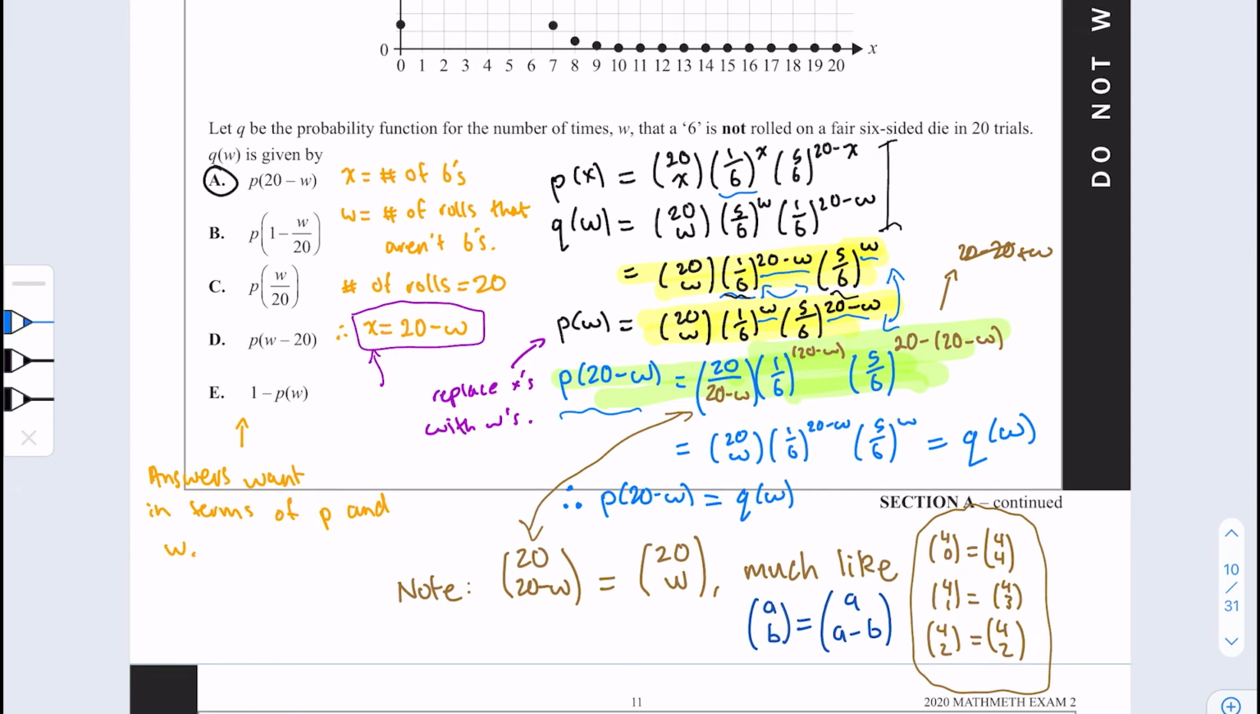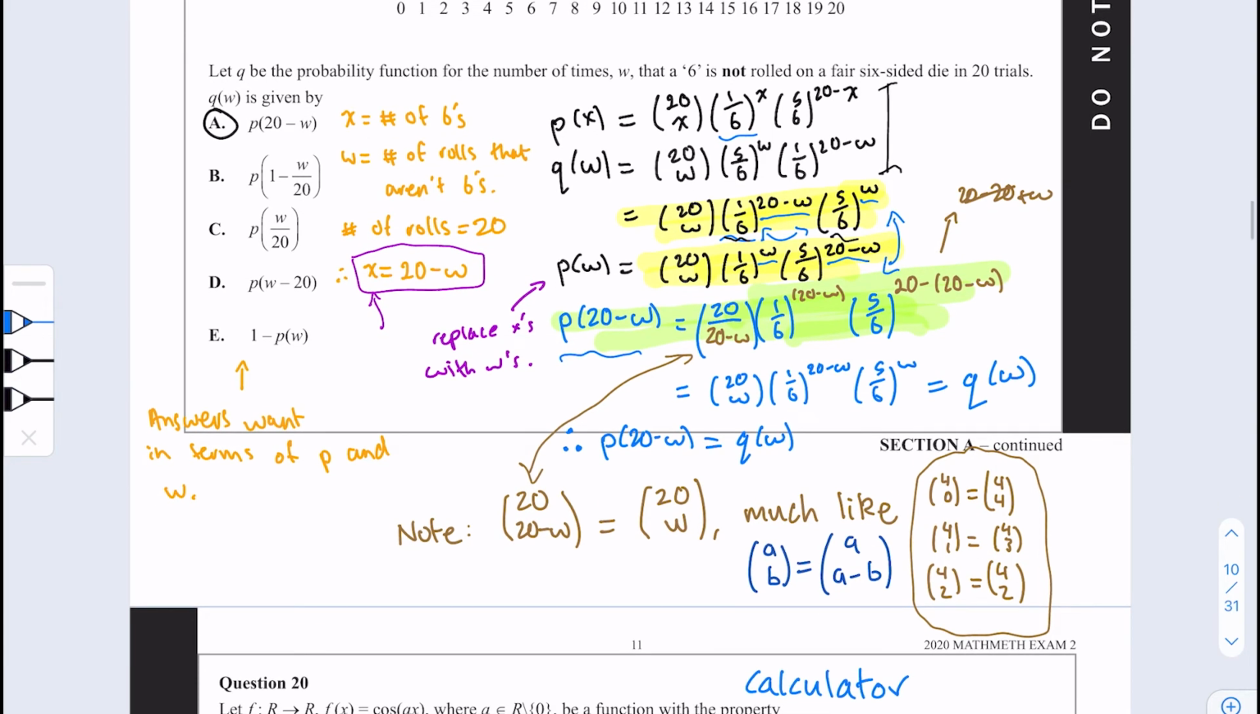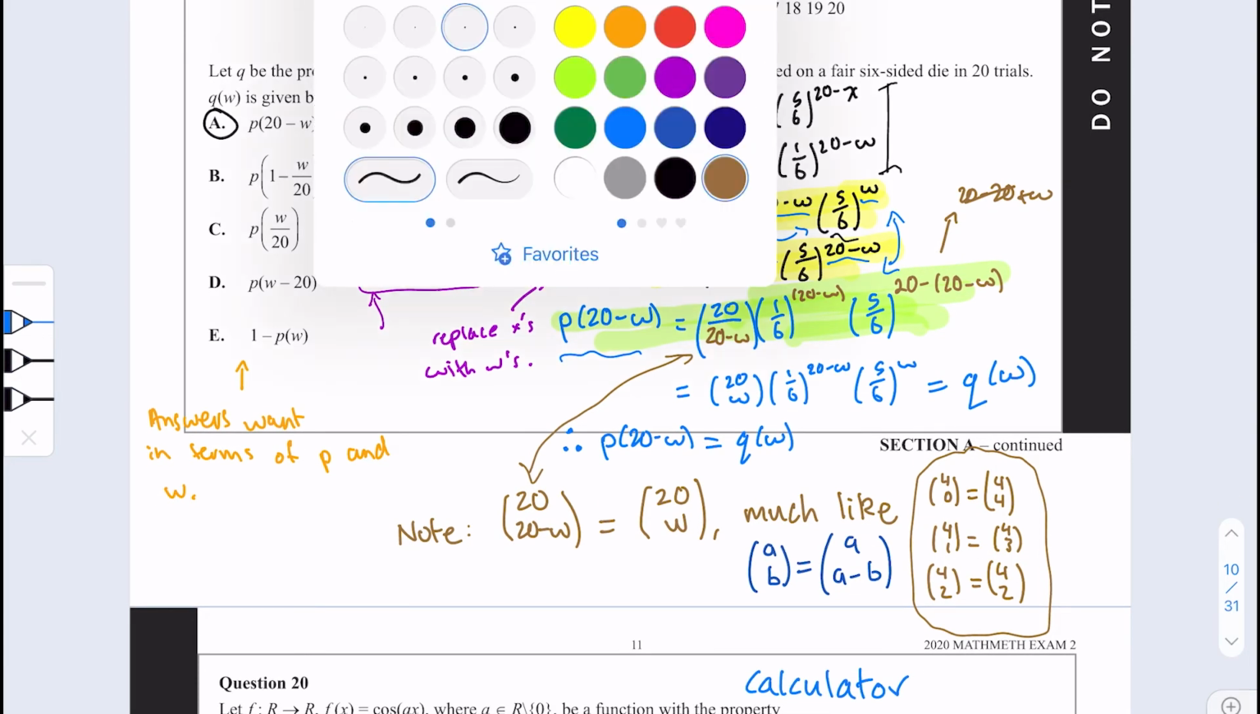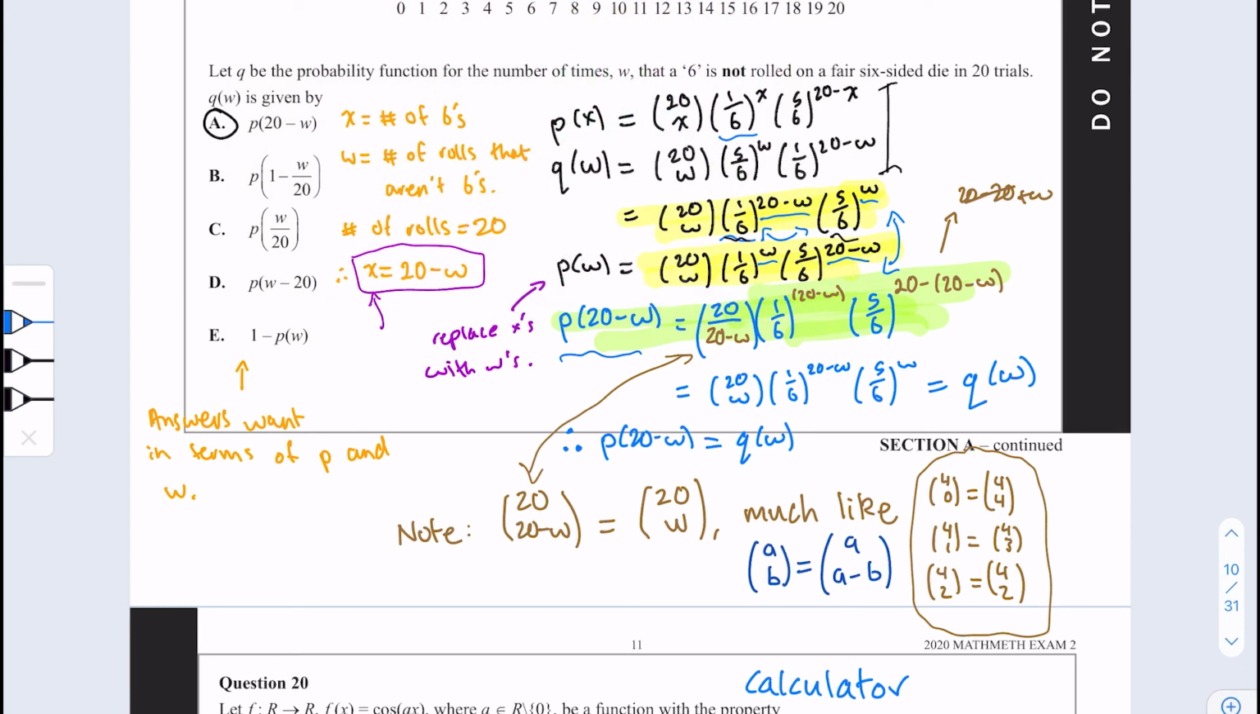So then this 20 choose 20 minus W becomes 20 choose W. And then this 1/6 to the power of 20 minus W stays the same. And then this 5/6 to the power of 20 minus 20 plus W, the 20s cancel, you get left with W. And so that is now in the exact same form. So we know that this is now equal to Q of W, and they wanted Q of W. So now we know P of 20 minus W gives us Q of W. So A is the correct answer.